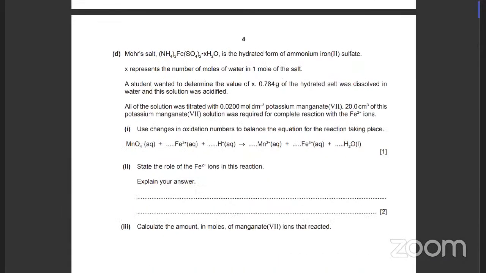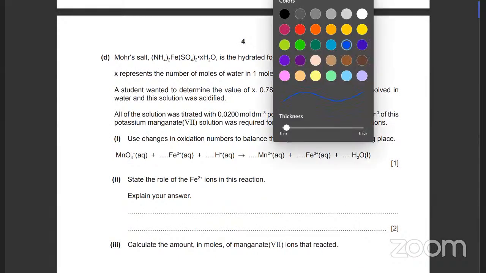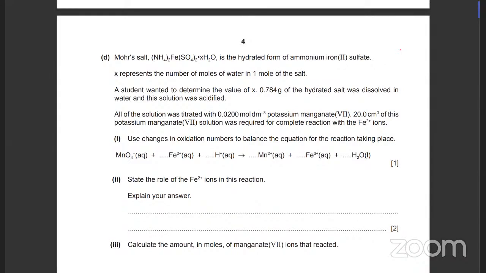You've got Mohr's salt, which is the hydrated form of ammonium iron(II) sulfate. The formula is given. X represents the number of moles of water in 1 mole of the salt. So the question is about finding what X is. A student wanted to determine the value of X using 0.784 grams of the hydrated salt.